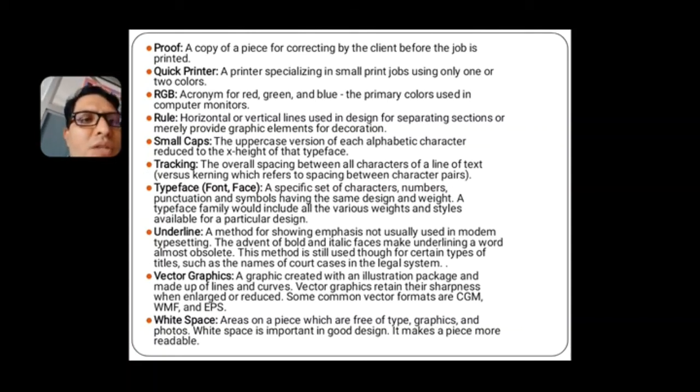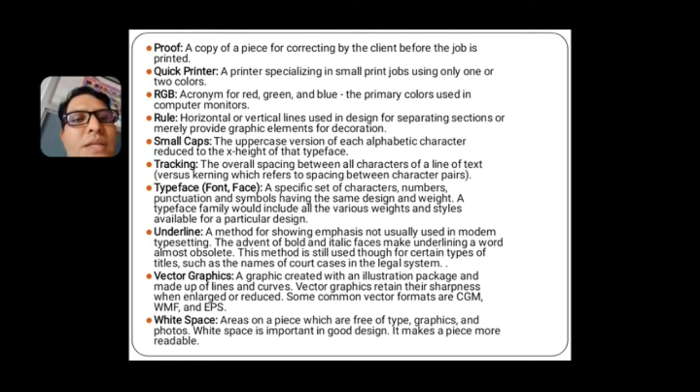Some common vector formats are CGM, WMF and EPS. So some of the vector formats are CGM, WMF and EPS. They consist of good resolution. These resolution graphics are formed through the lines and curves of vectors.